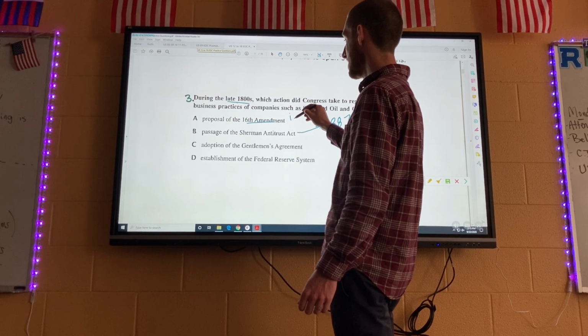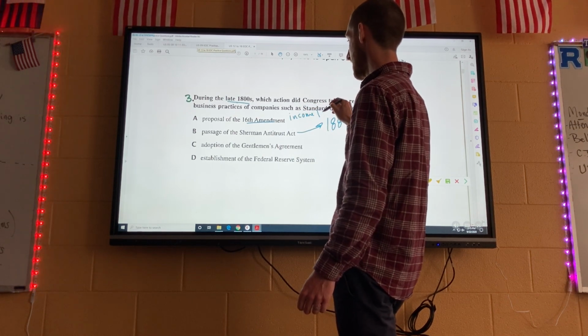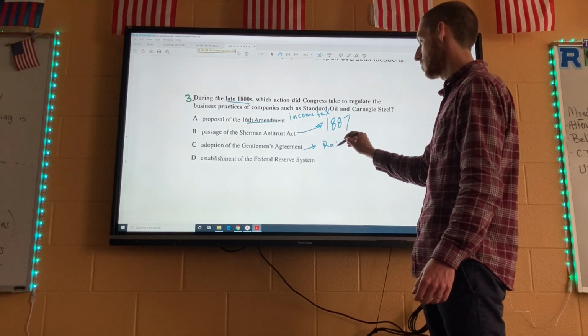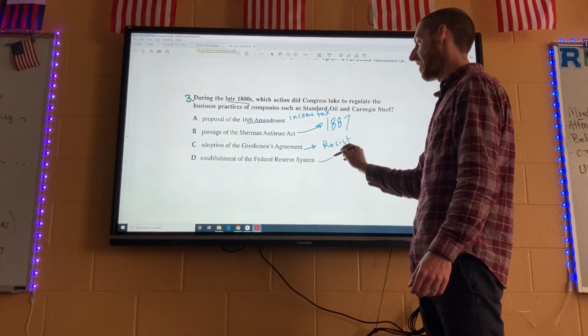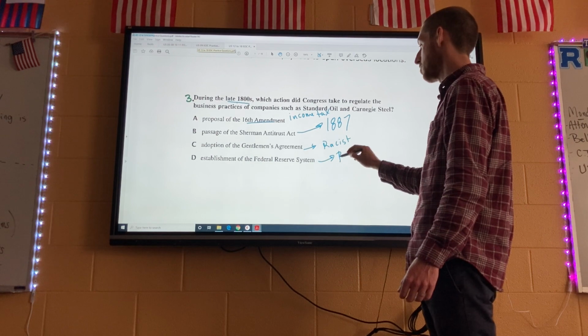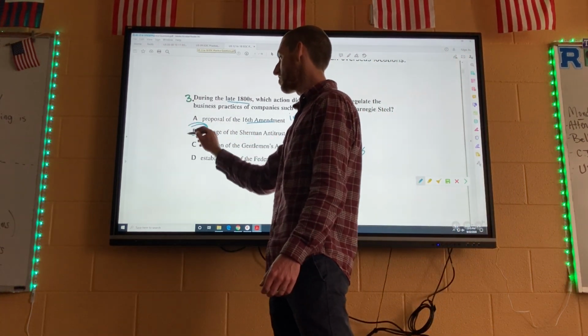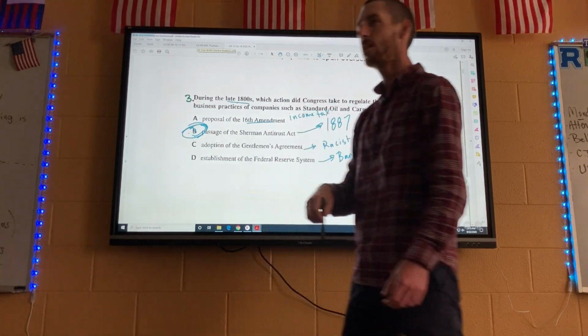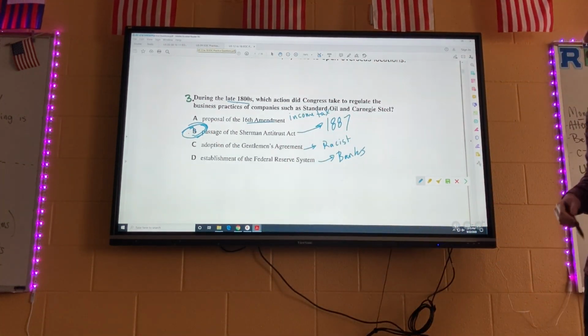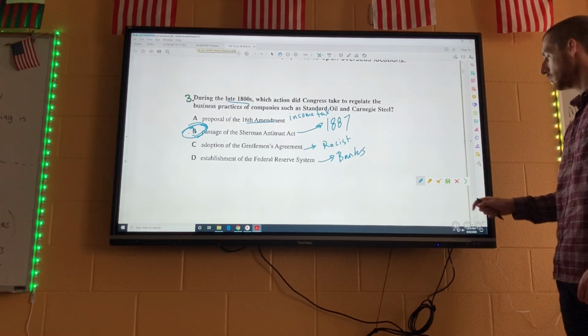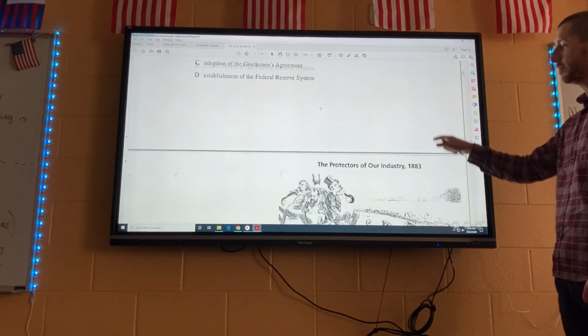16th Amendment, that is income tax. So that doesn't have anything to do with monopolies. Gentleman's Agreement is a racist agreement against Japanese people. And then Federal Reserve, that's banks. So Sherman Antitrust Act is our best answer, even though it didn't actually do much to hurt these monopolies. That's our best answer there, okay? So 3 is B. Okay, moving right along.